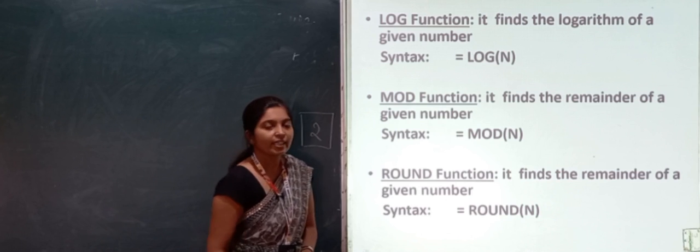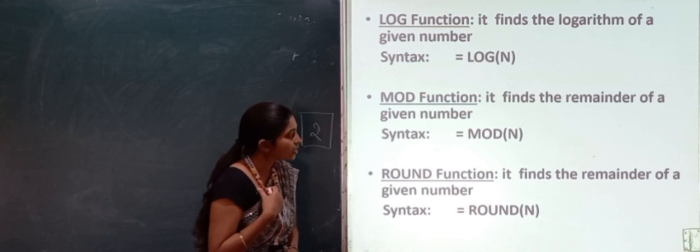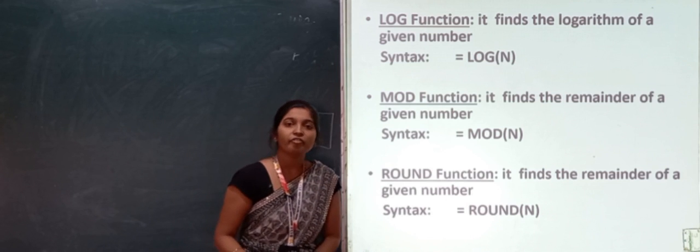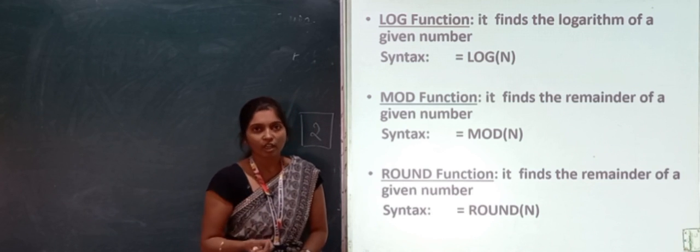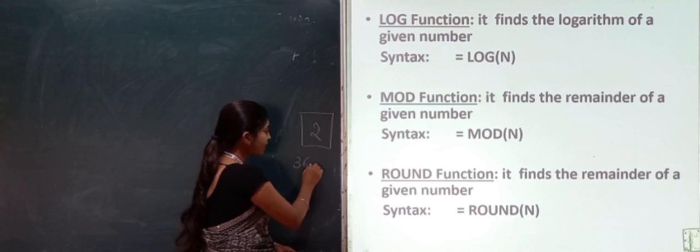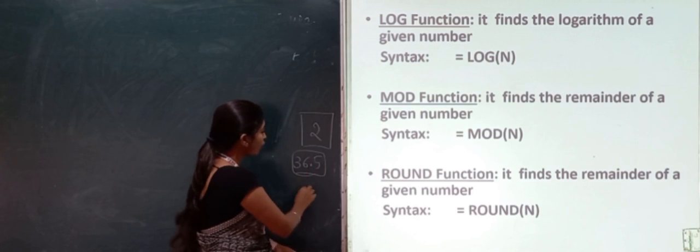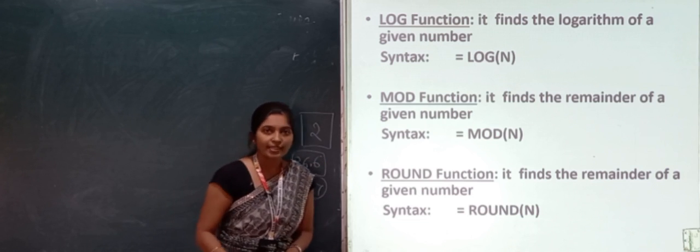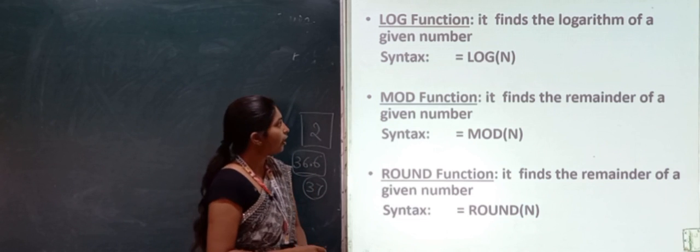What it does, it finds the round figure of a given number. Suppose I took 36.5, it makes the round figure as 37. If it is 36.6, it makes it 37 as the round figure of the given number.